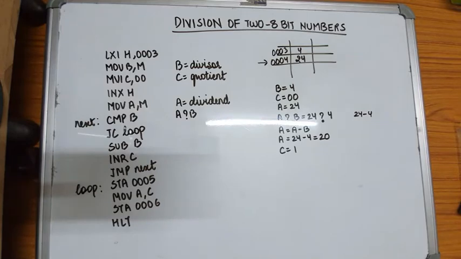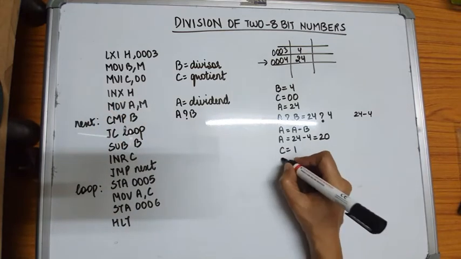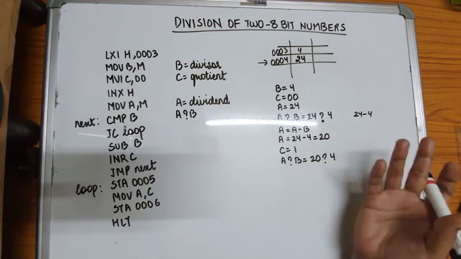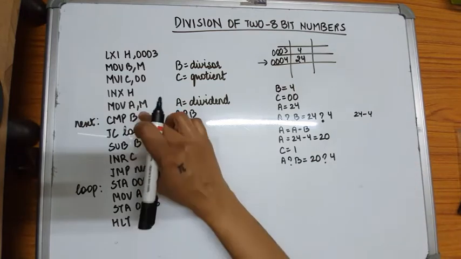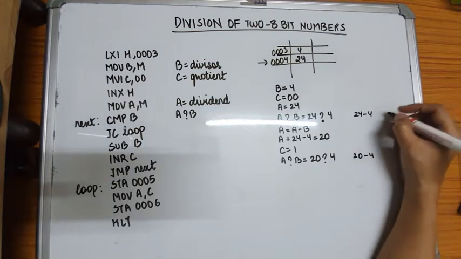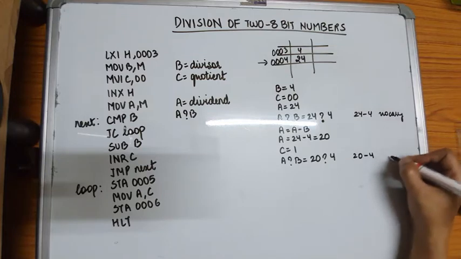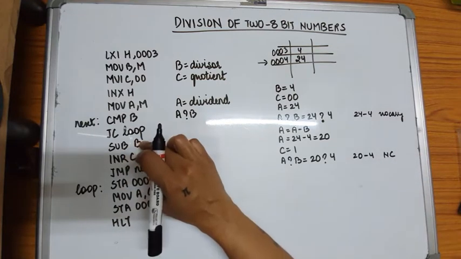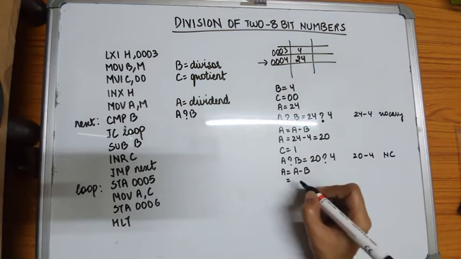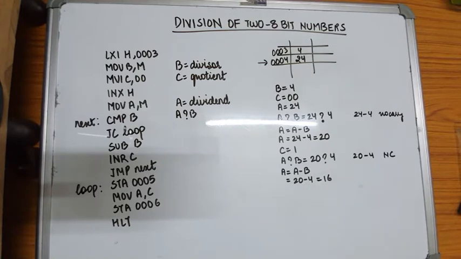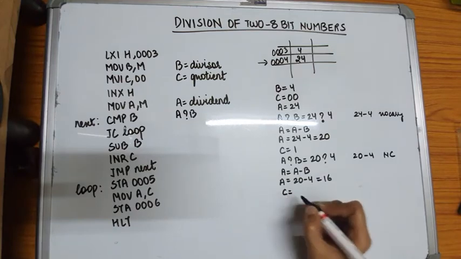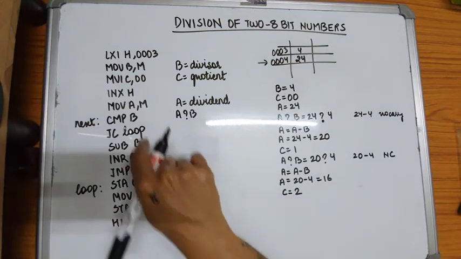I jump to next, CMP B. Again, A and B will be compared. So now 20 will be compared with 4, since A is storing 20 now. Is a carry generated here? No. 20 minus 4 does not generate a carry. So I move to the next step, SUB B, where A equals A minus B, that is 20 minus 4. So A will be storing 16 now. And again one division step has occurred, so now C equals 2. Jump next, CMP B.